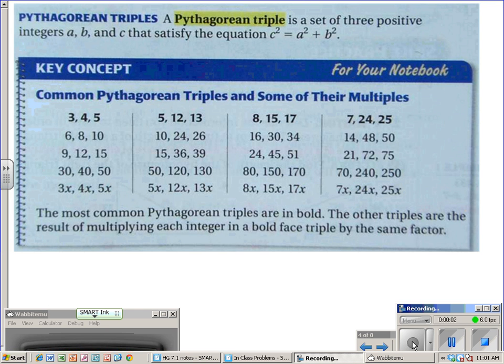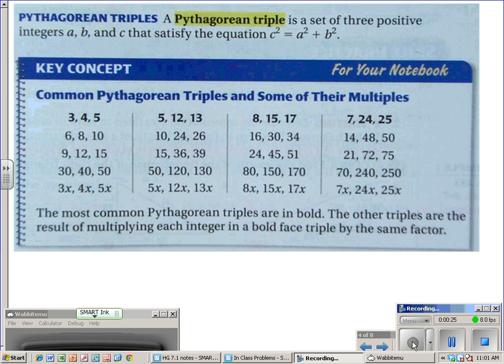Hello again. This is the second part of the notes for section 7.1 for advanced geometry, talking about the Pythagorean theorem. The first part of this video is a new term, Pythagorean triple. You don't have to copy all of this down, but you've got to copy down some of the main ideas and a couple of examples of it.